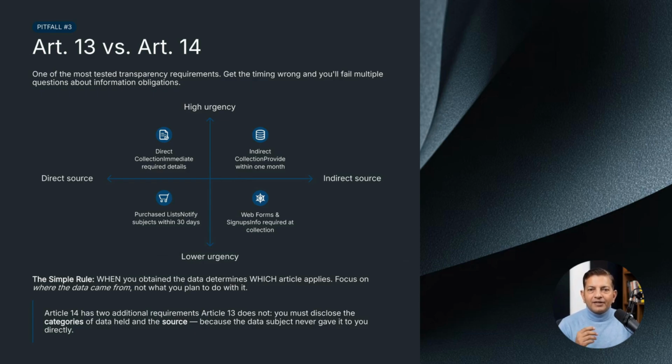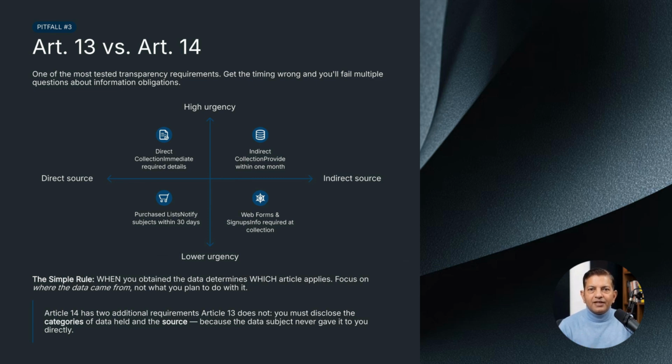Article 14 applies when data is obtained not from the data subject. Examples: you purchased a marketing list. You got data from a business partner. You searched public records for information. You scraped social media profiles. You used a lead generation service.